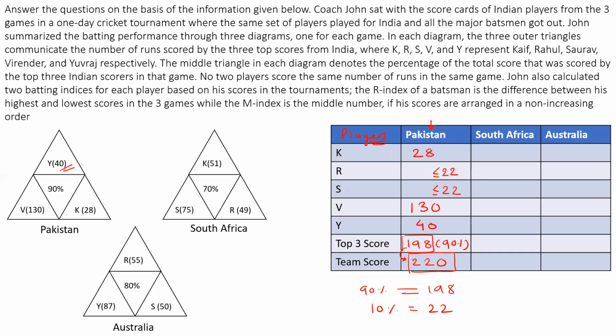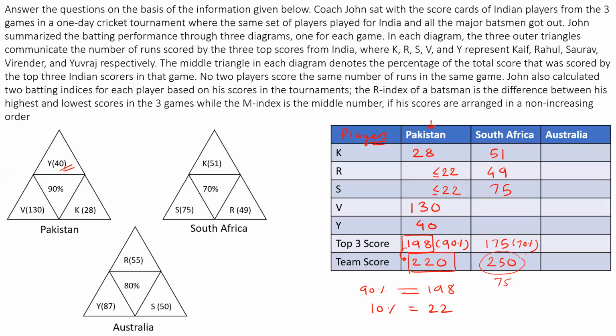Similarly, in case of South Africa, Kaif scored 51. So I'll just write 51. R scored 49 and S scored 75. Again, the addition is equal to 175. This is nothing but 70%. So 10% will be obtained by dividing by 7. 10% will be 25. So total runs scored will be 250. That means in this particular match, batsmen other than the top 3 contributed 75 runs.